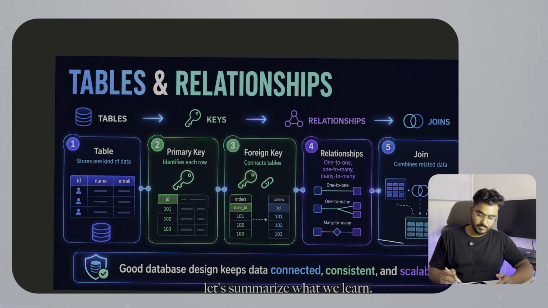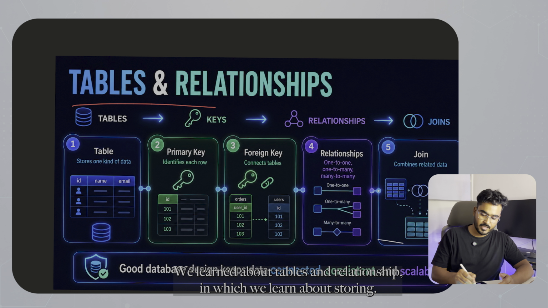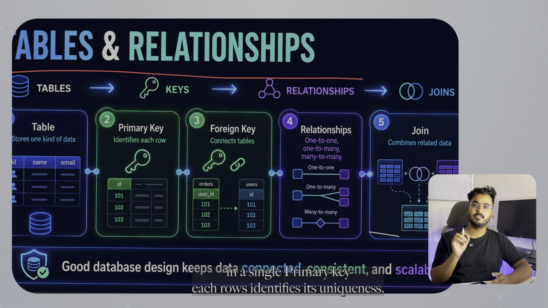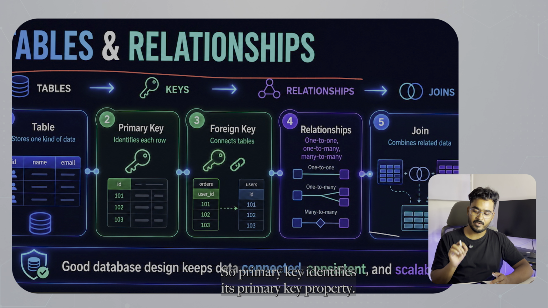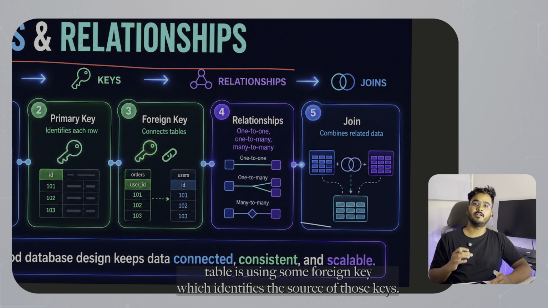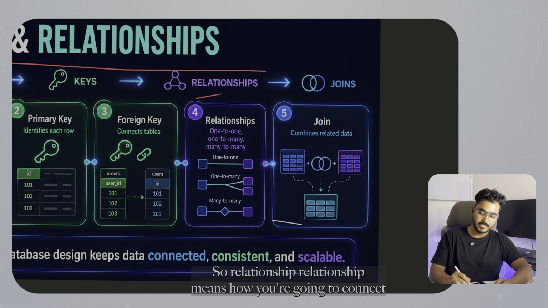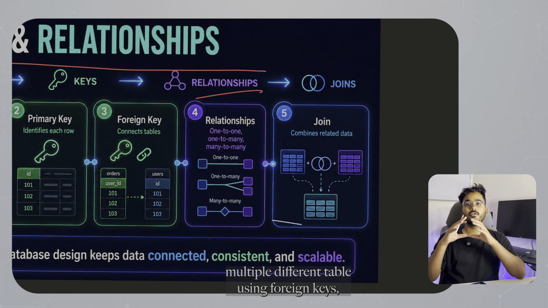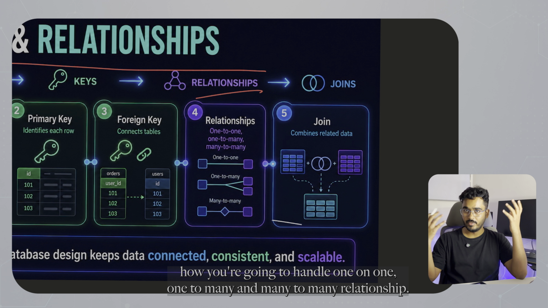Let's summarize what we learned. We learned about tables and relationships, in which we learned about storing one kind of data in a single table. Should not be storing a lot of data in a single table. Primary key, each row identifies its uniqueness. Foreign key means a referenced table is using some foreign key which identifies the source of those keys. So relationship means how you're going to connect multiple different tables using foreign keys, how you're going to handle one-to-one, one-to-many and many-to-many relationships.